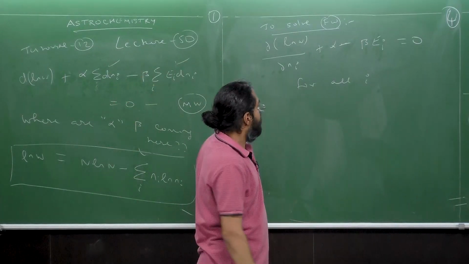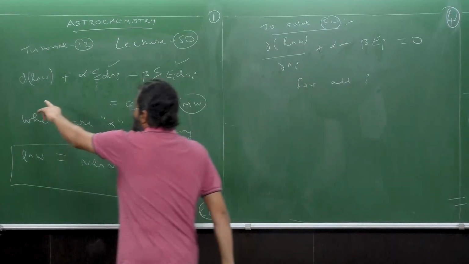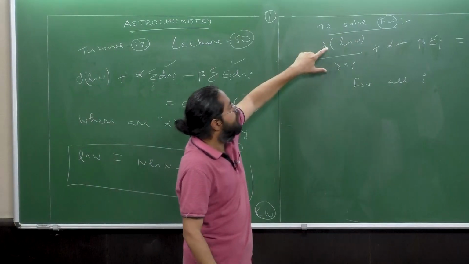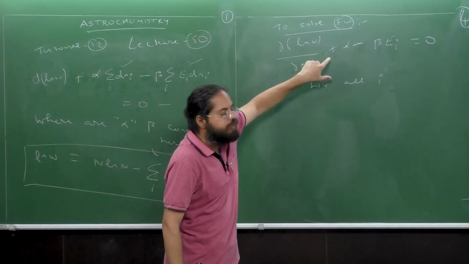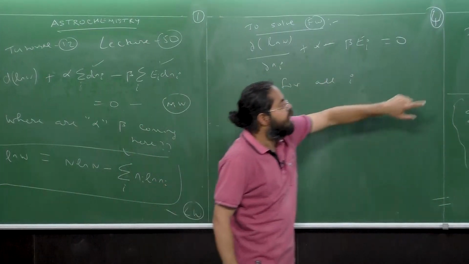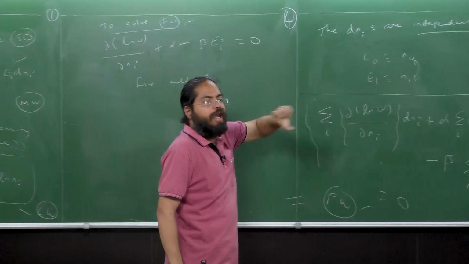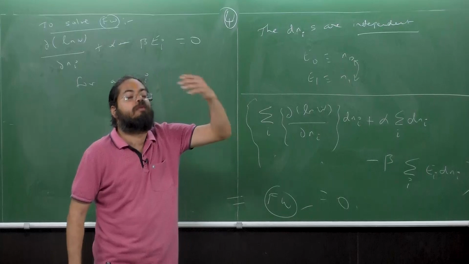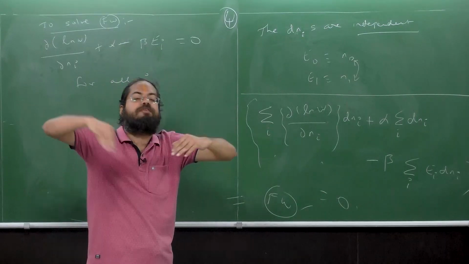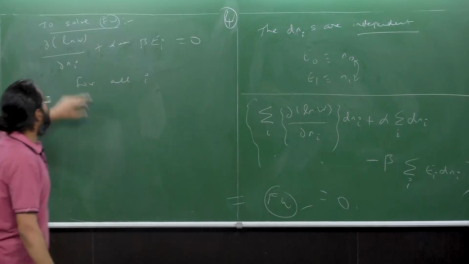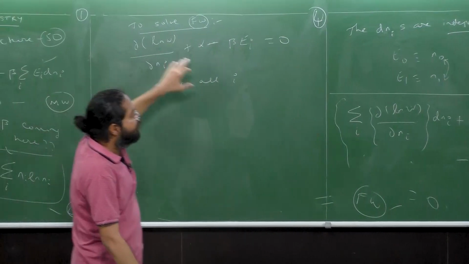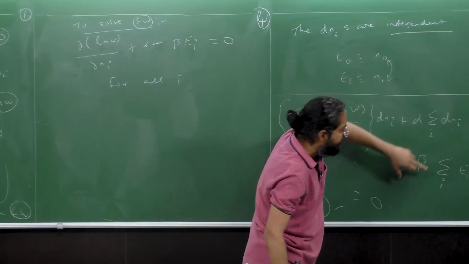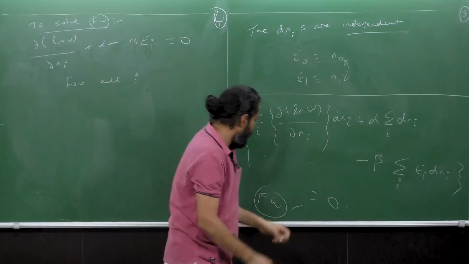Then I realized that my d ln W can be expressed as sigma over i, dou ln W by dou Ni times dNi. The basis is that the dNi's are all independent. So any small change in my ln W, my d ln W, can be obtained as the sum of the changes corresponding to all the different Ni's. That's how I got this expression right here for d ln W. And I added that to the alpha and beta terms to get expression FW.